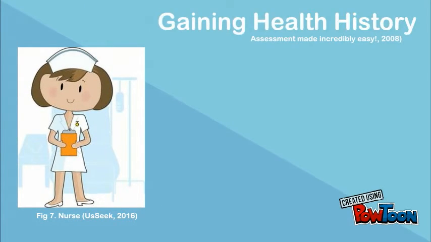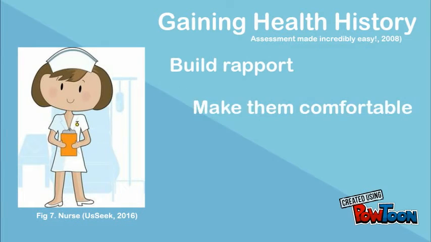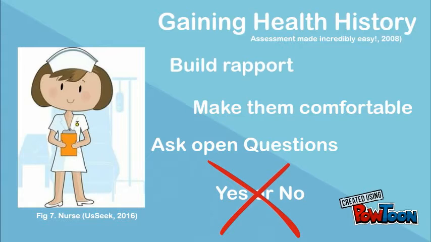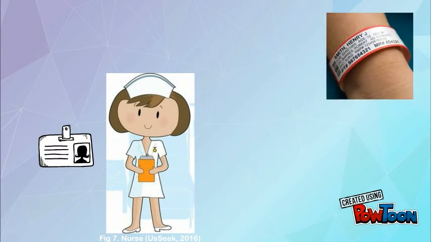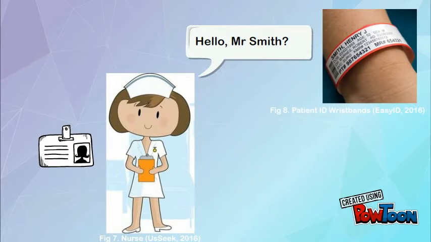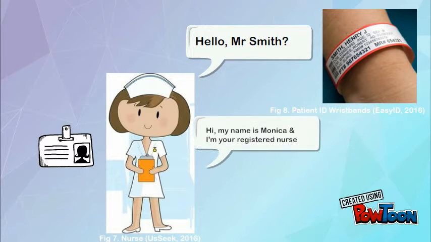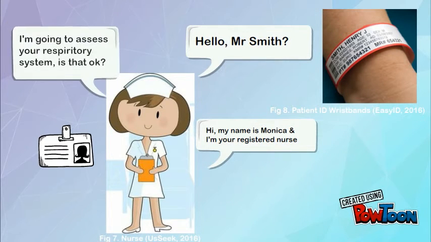Begin with the patient interview. The interview's primary focus is to gain a patient's health history. To do this effectively, it is important to build rapport by making them feel comfortable and asking open questions that invoke a detailed response rather than a yes or no answer. Start an interview by ascertaining the patient's identity, introducing yourself, your role, and what you intend on doing. It is also important to gain the patient's permission before proceeding.